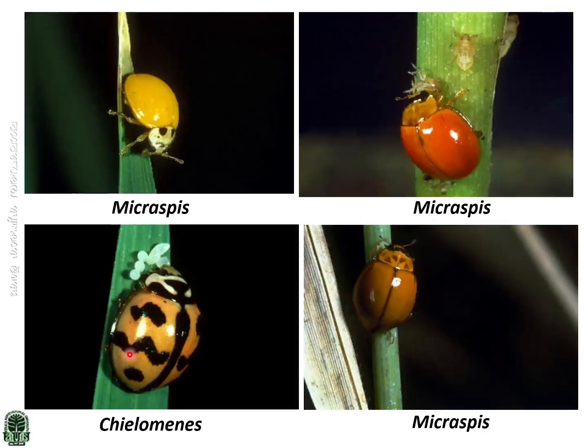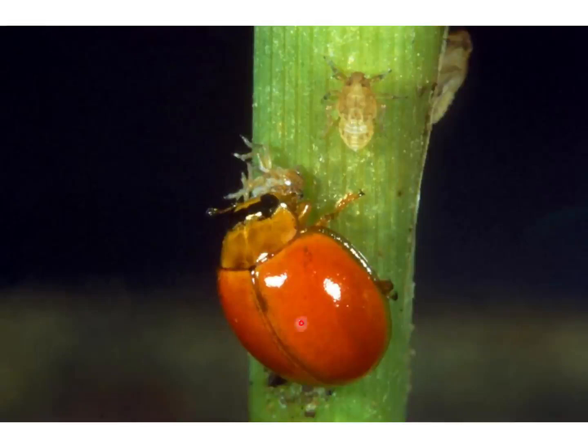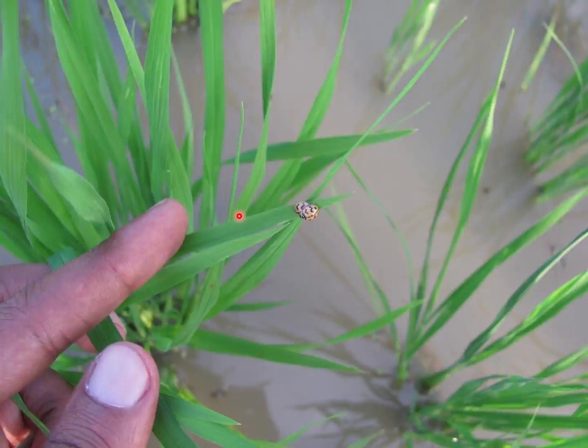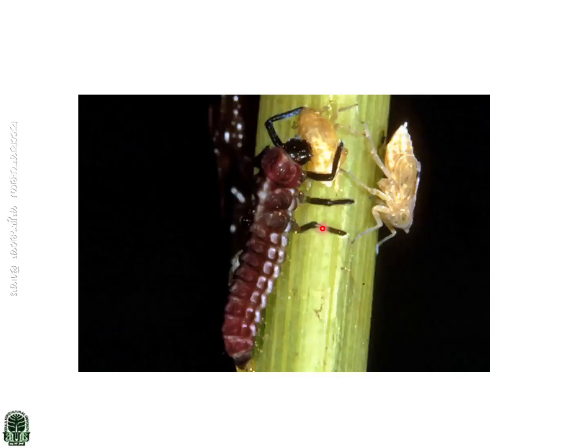This is very common in our state. This is a Micraspis feeding on BPH. This is Micraspis. This is Chilomenus in the field itself. This is the grub of coccinellids feeding on BPH. So it's not only the adults, but the grubs are also predaceous in nature with respect to coccinellids.